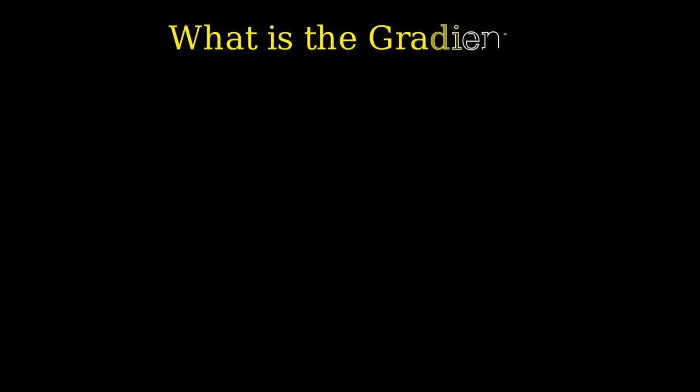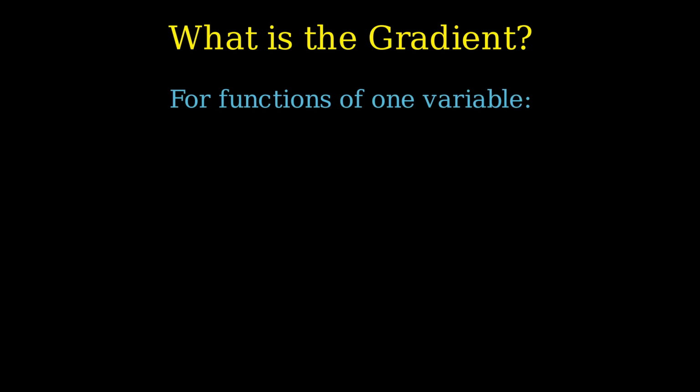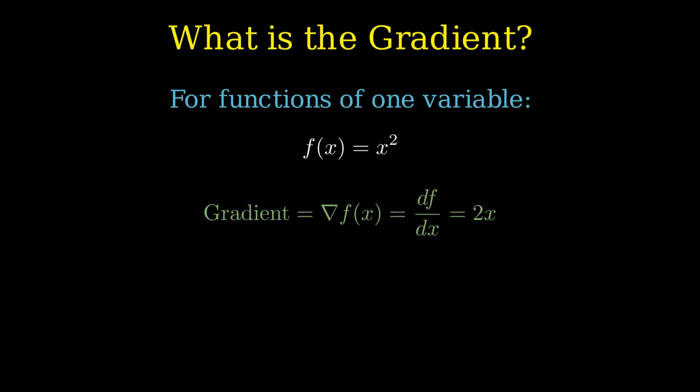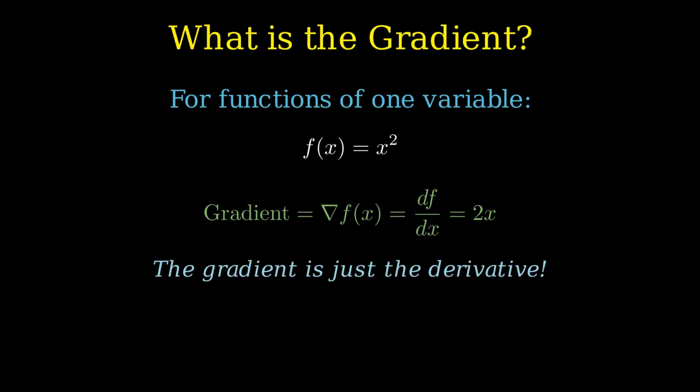Okay, so we keep mentioning this gradient. What exactly is it? Let's make this crystal clear. For functions of a single variable, the gradient is simply the derivative. If f of x equals x squared, then the gradient is df dx, which equals 2x. In one dimension, the words gradient and derivative mean the same thing. Let's see what this means visually.